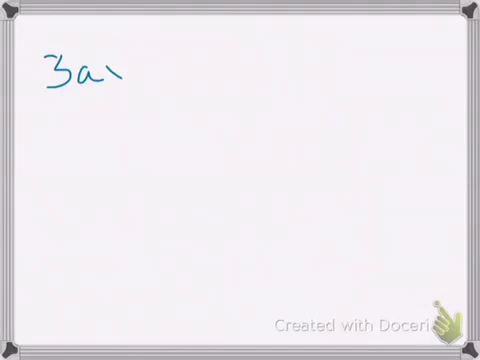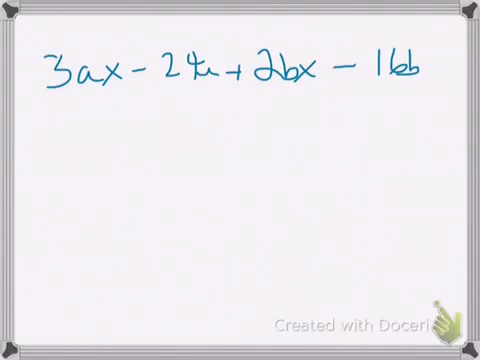3ax minus 24a plus 2bx minus 16b. Like this, 3ax plus minus 24a.